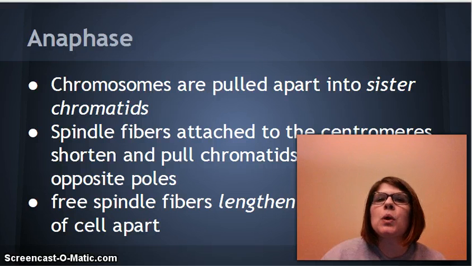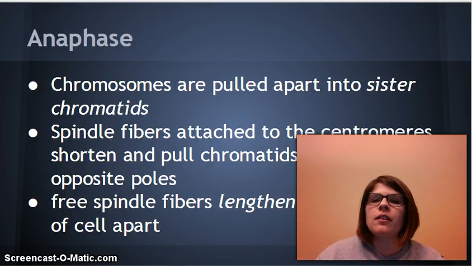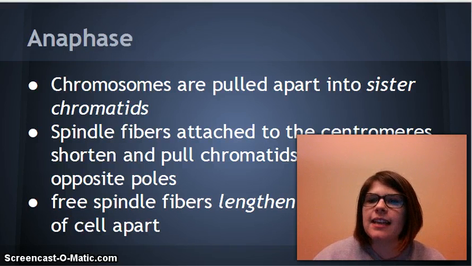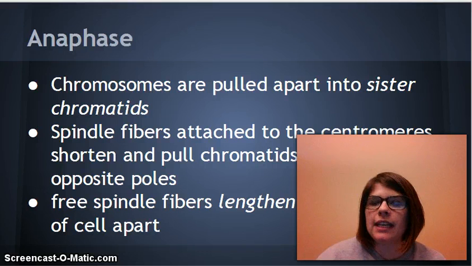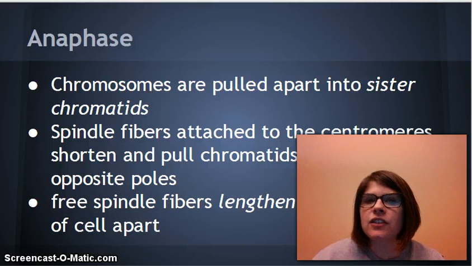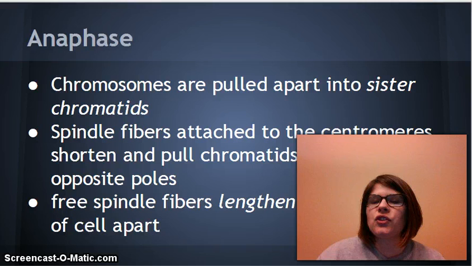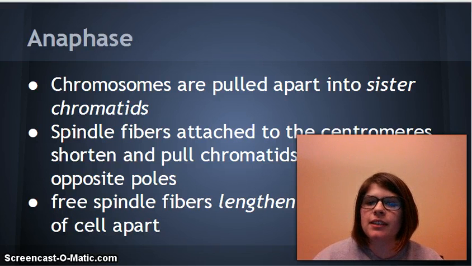Anaphase is where we're pulling our chromosomes apart into sister chromatids. And remember when we talked about interphase, that S phase is where we actually duplicate our DNA. Well, after anaphase and until you hit the S phase, you do not have chromosomes, but you have chromatids. Once you duplicate that DNA, you then have chromosomes. So, spindle fibers then attach to the centromeres, and they shorten and pull the chromatids towards opposite poles. So we basically just break it apart.